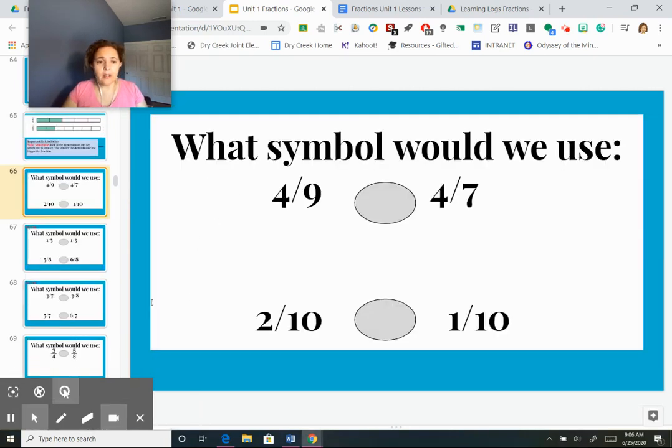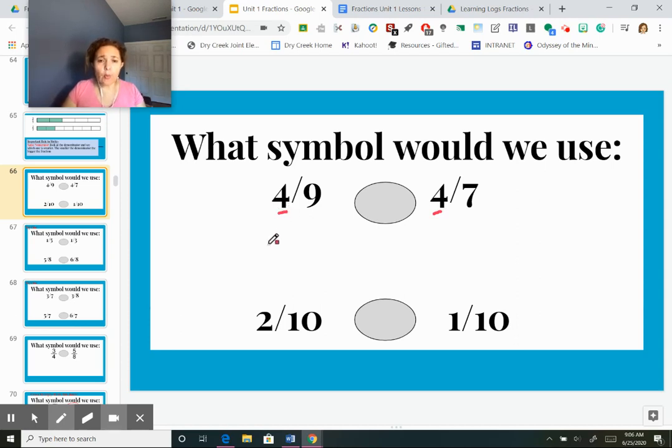All right, so let's take a look at this one. Let's try some. Okay, so what symbol would we use and why? 4 out of 9 or 4 out of 7? So first, let's say, do they have anything in common? Yes, right? The numerator. They have the numerator in common.